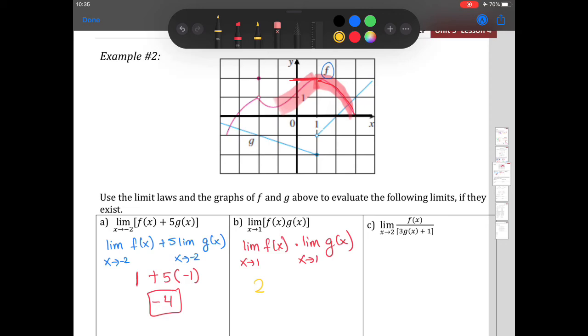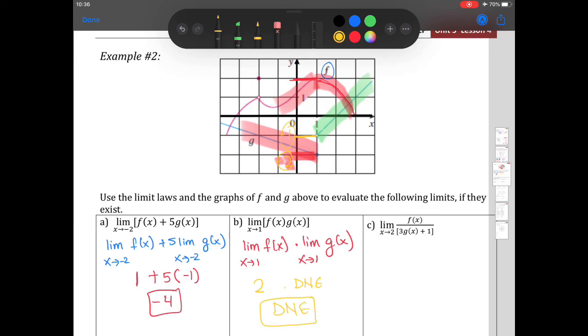And limit of g of x as x approaches 1 is what? When this is approaching 1 from the left, my y value is -2. And I'm going to change colors actually. This is my g function, right? From the right, my corresponding y value is -1. -1 and -2 are not the same, so this limit does not exist.